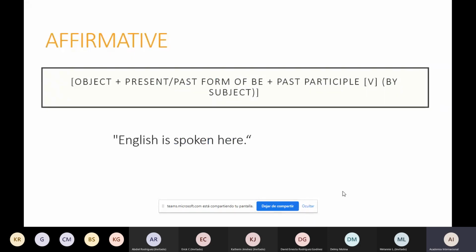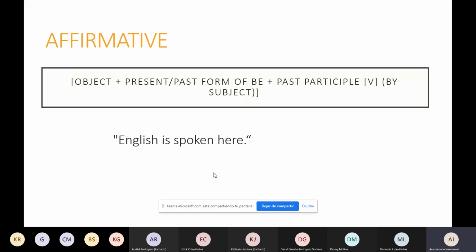Y igual acá traigo otros ejemplos. Bueno, the structure, affirmative: we use the object at the beginning of the sentence, and then we use the verb be in different ways, the past participle of the verb, and the complement of the sentence. English is spoken here. Ok, si yo digo, el inglés es hablado acá por mí, ahí ya estoy siendo más específico. Y digo, ¿quién es el que realiza la oración? English is spoken here by me in this case.